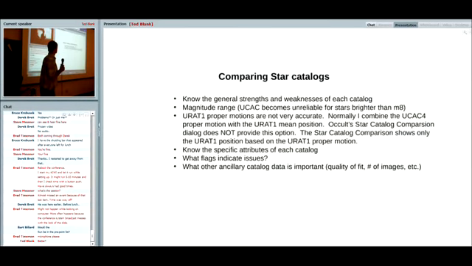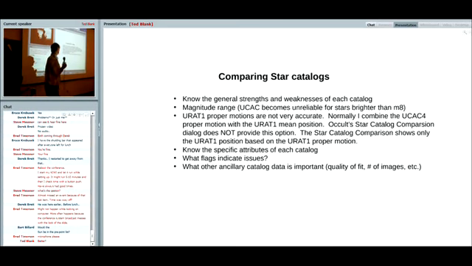So when comparing star catalogs, the first point is you really need to know the strengths and weaknesses of every catalog you're looking at. When you're comparing various catalogs, you need to know what's important for each catalog. Magnitude range can be important.